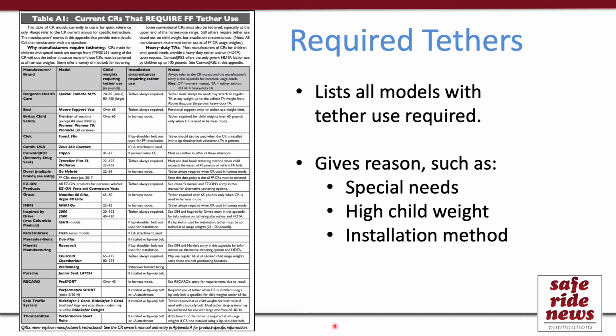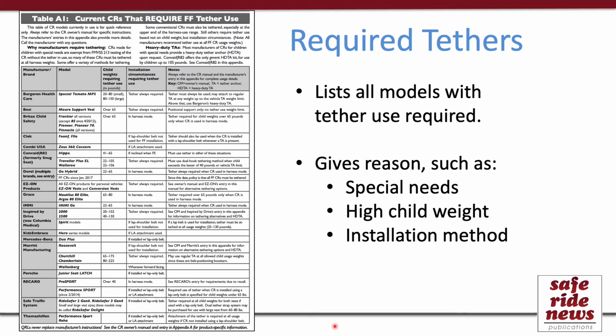But then there are some conventional models that go to high weights that require tethering during certain of the highest. Today you'd find mostly car seats are only going to be sold that end at 65 pounds. But you may recall, not long ago and still out there in use, are many models that went to higher weights, frequently to 80 pounds, and we had a couple even higher. So many times those require tether use over 65 pounds.